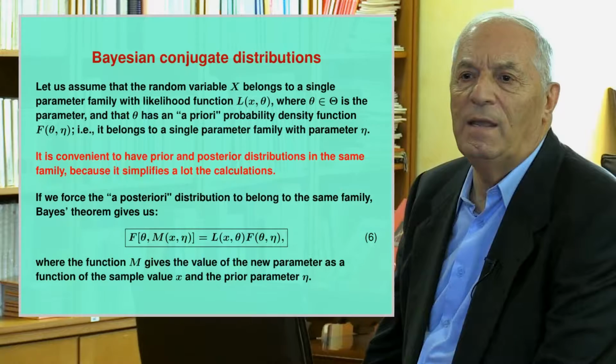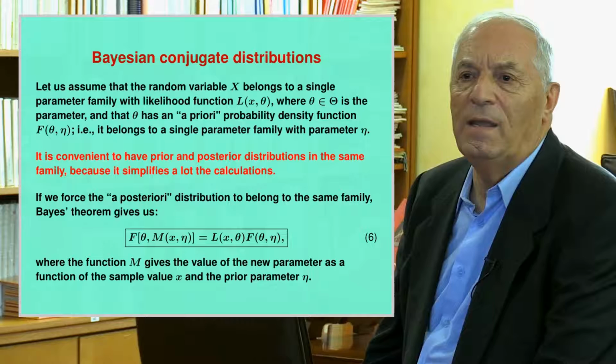Assume that the random variable x belongs to a uniparametric family with the likelihood function L of x, theta, where theta is the parameter. And assume also that theta has an a priori probability density function f, that is, it belongs to a uniparametric family with parameter eta. It is convenient to have prior and posterior distributions in the same family because it simplifies a lot the calculations.